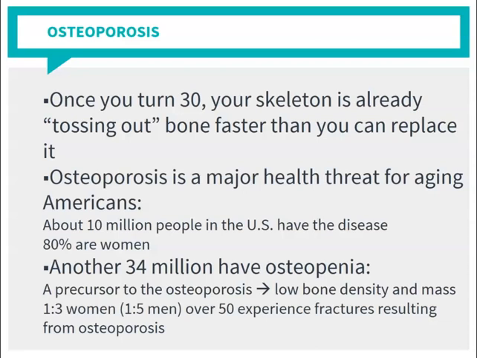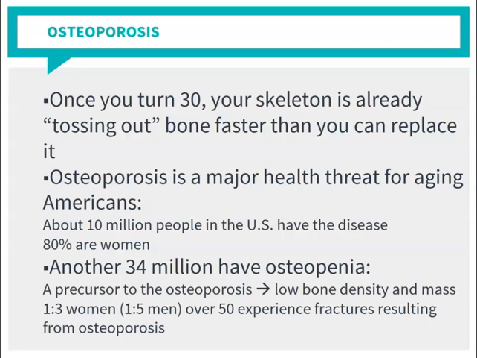So osteoporosis is something that is occurring around the world. So I'll focus on some facts here in the United States. Around 10 million people in the US have this disease, and the vast majority of them are women. And then another 34 million have osteopenia. And osteopenia is like the precursor to osteoporosis. So it's a low bone density mass, and it's something that we see in elderly people.